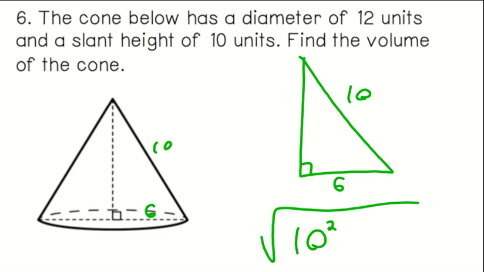Eight is correct. If we have the hypotenuse, remember, we've got to subtract to get the other leg. All right, so now I've got a height of 8 and a radius of 6. The 10 doesn't matter. Find the volume.